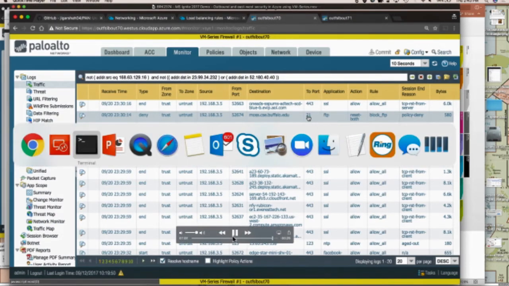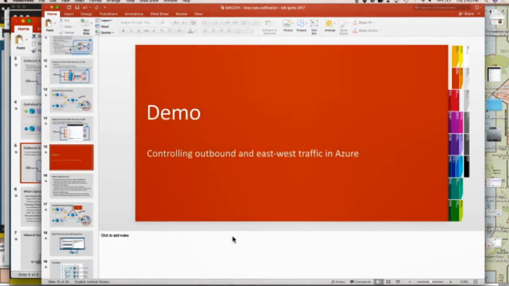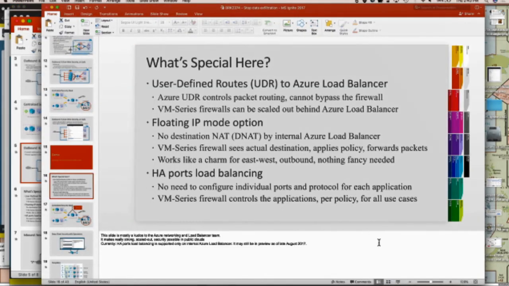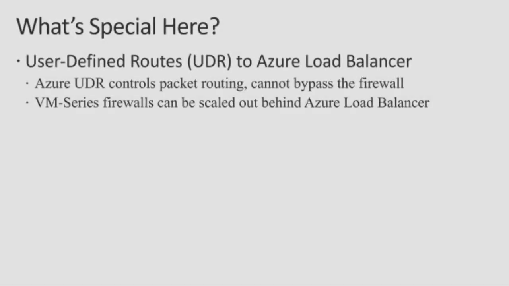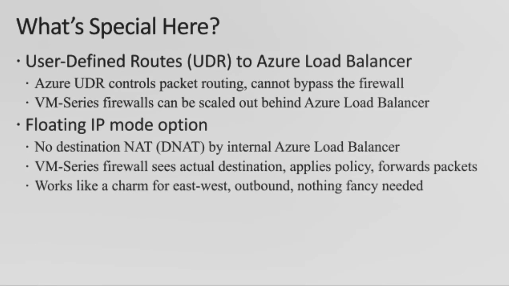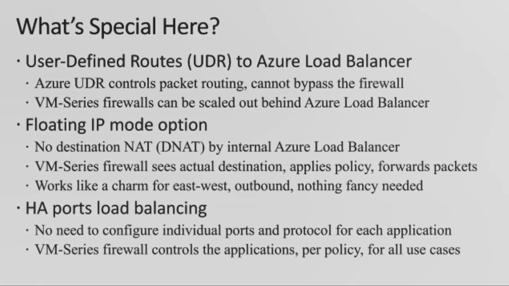Okay, let me switch over to the slides and reiterate the concept. So these are the three capabilities that Microsoft brought together that I had mentioned earlier, right? User-defined routing to load balancer. Basically, send all traffic to the load balancer. Let the load balancer spread the load across 2 or more firewalls. And then the floating IP mode makes sure that it doesn't destination NAT the traffic in the load balancer, which means the firewall can actually apply policy. And then finally, the new feature, which is that the load balancer will load balance all traffic.